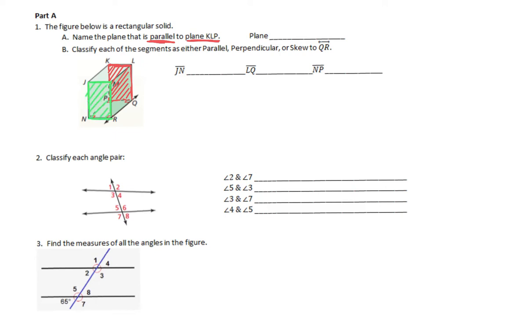All right, and we could name that any combination of J, M, N, and R. So plane, I'm just going to call it J, N, M. But any combination of J, N, M, and R would do the trick, as long as you have 3 of those 4 points.